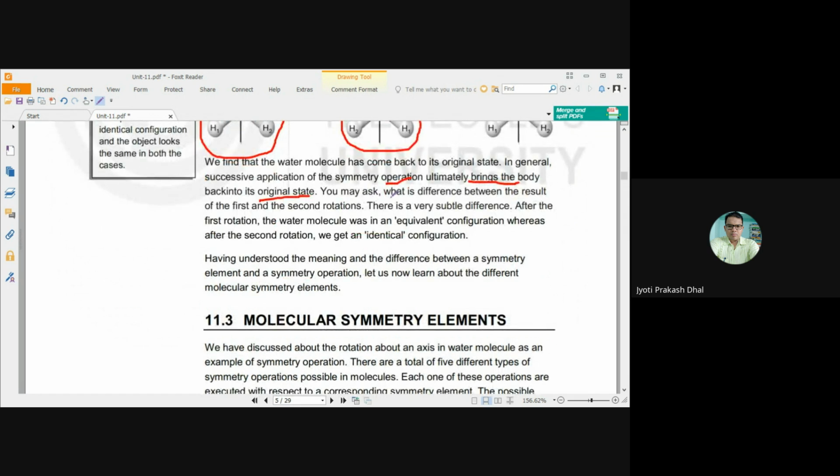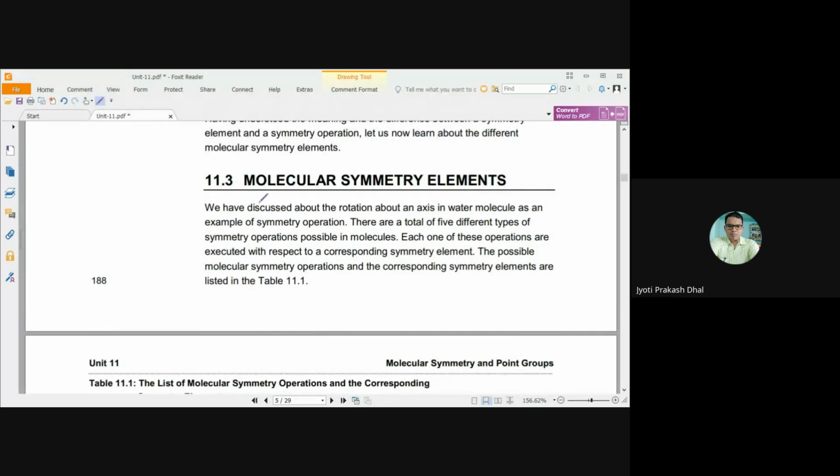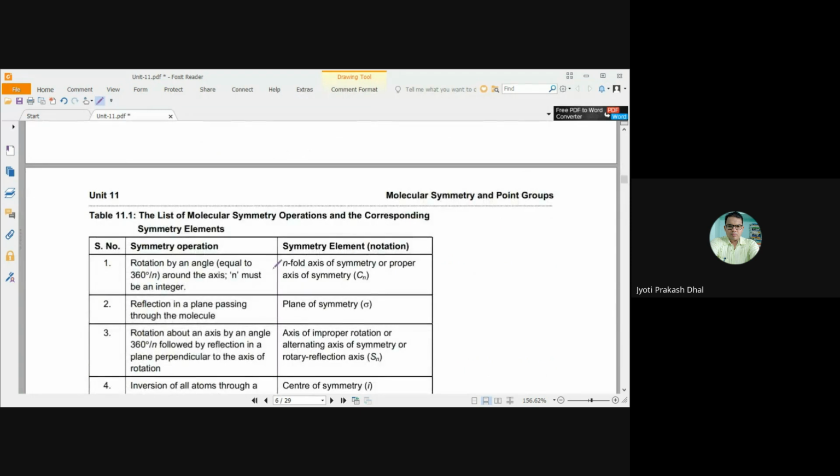And again, you may ask, what is the difference between the result of the first and second rotation? There is a very little difference. After the first rotation, the water molecule was in an equivalent configuration, whereas after the second rotation, we get an identical configuration. So after the first rotation we get an equivalent configuration, and after the second rotation we get an identical configuration. Now, after this example, we will discuss what different molecular symmetry elements exist.